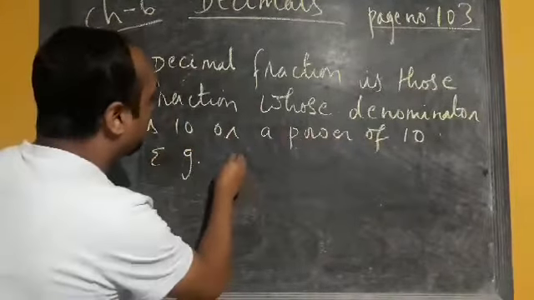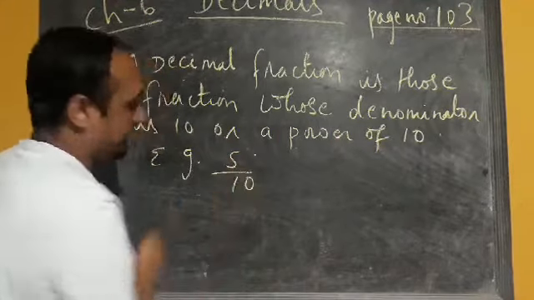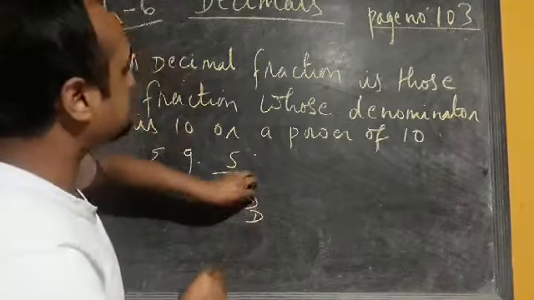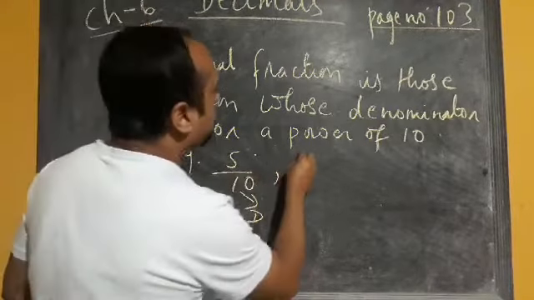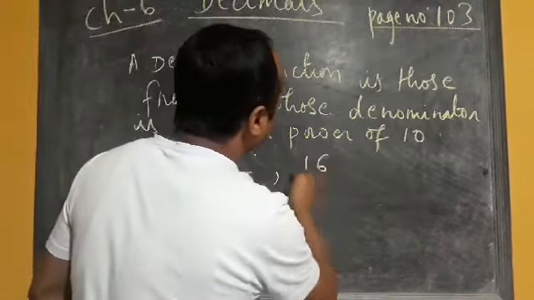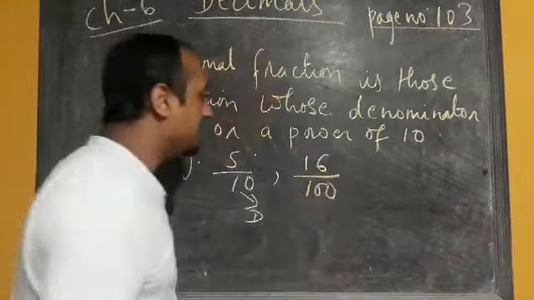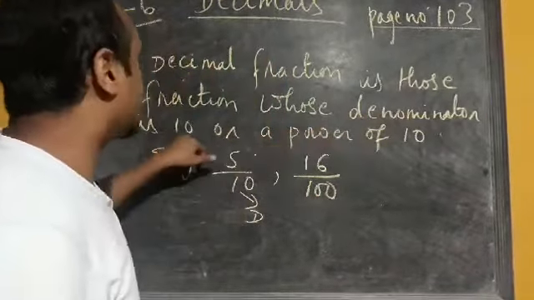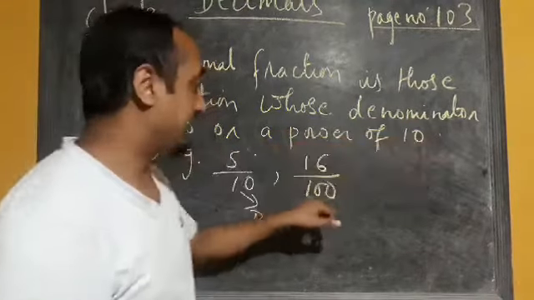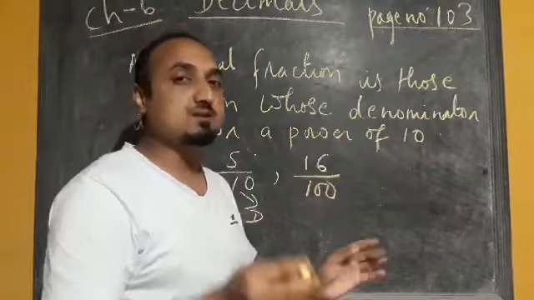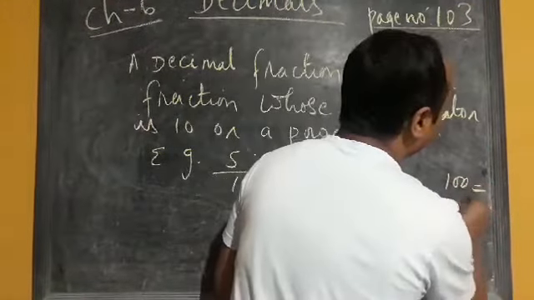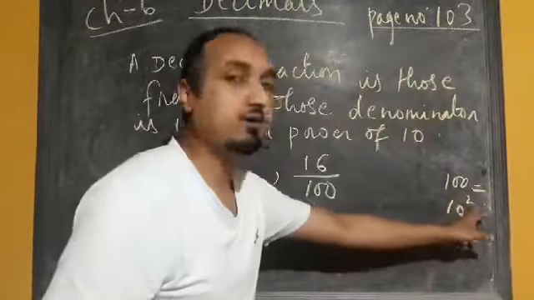So suppose I am writing a number 5/10. Here this denominator is 10, or it can be, suppose, 16/100. Now here the denominator is 10 or a power of 10. So this 100 means 10 square. 100 equals 10 square. So this is called a power of 10.